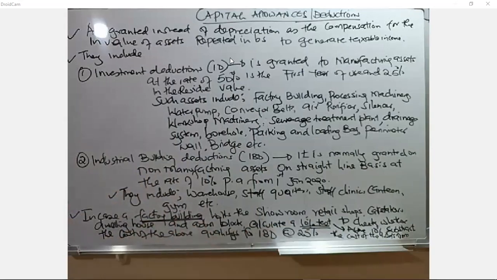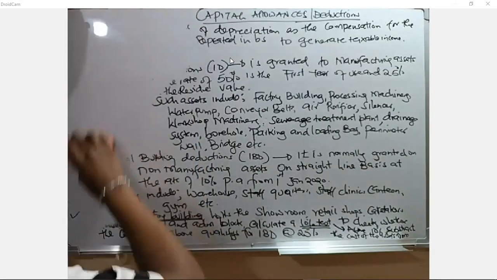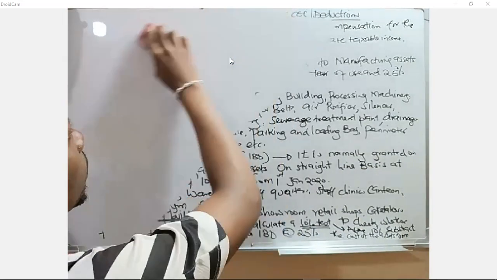I will be able to show that I have a question for that criteria. Now, I just want to check on the other capital allowance. Let me check on the other one.